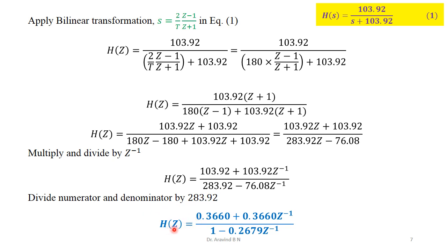Final answer, H of z is equal to 0.3660 plus 0.3660 z inverse divided by 1 minus 0.2679 z inverse. Here we can observe that this coefficient is now equal to 1. So this is the final answer after applying the bilinear transformation in digital form. Therefore, this is the digital low pass filter realization.